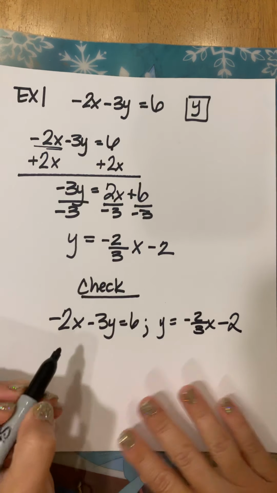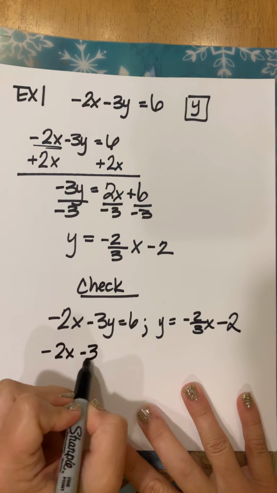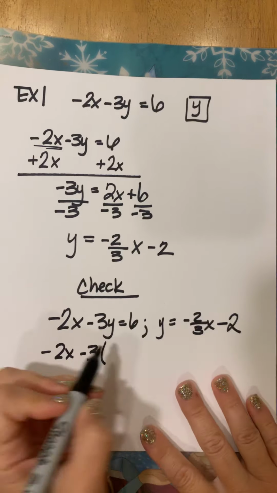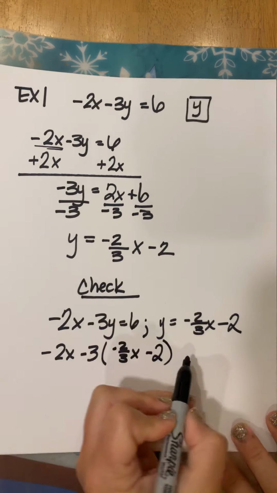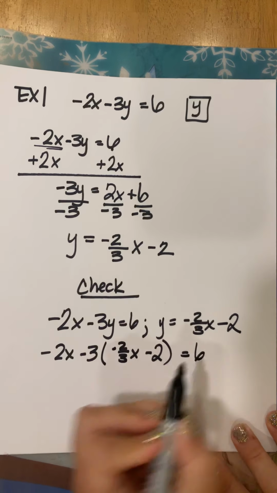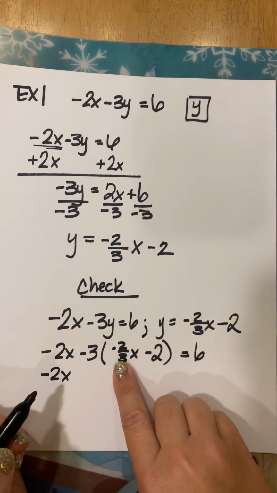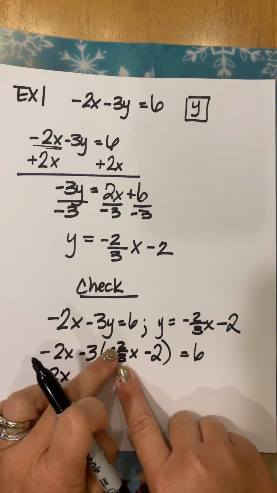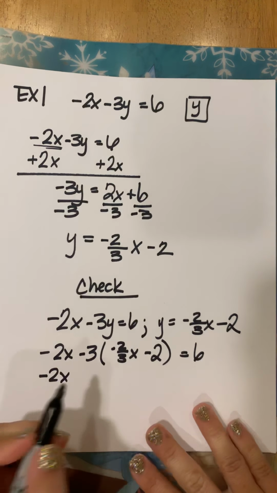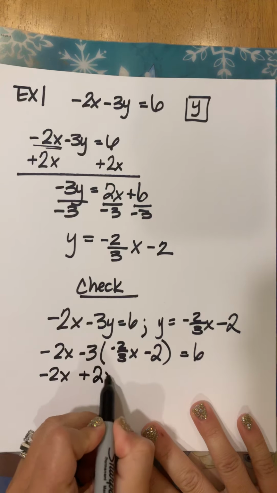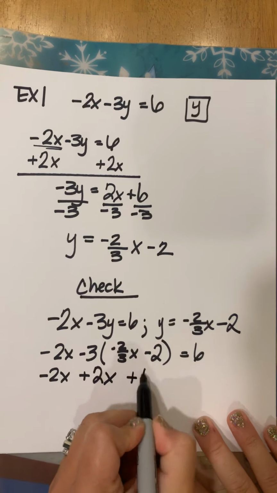So I'm going to then substitute that in for y. So I have negative 2x minus 3, and then I have to substitute all this mess in for y. Negative 2/3 x minus 2 equals 6. So negative 2x. This is going to distribute, right? So negative 3 is going to cancel with the negative here and the 3. So that's just going to give me plus 2x, right? And then negative 3 times a negative 2 is a positive 6.